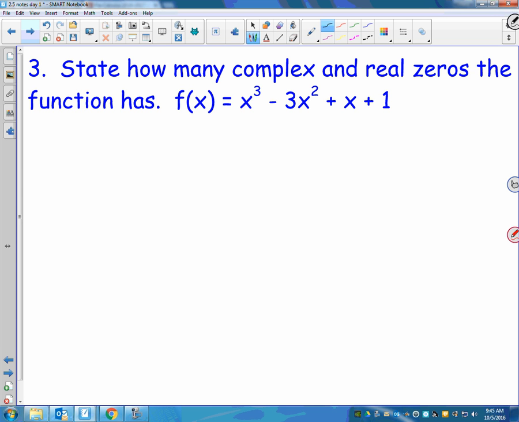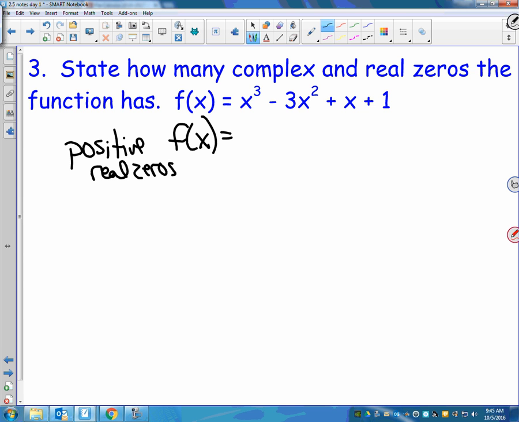So here's Descartes' rule of signs. If we want to find the number of positive real zeros, we're just going to take the signs of the function. So look at f of x, and I'm just going to copy down plus and minus signs. So like this is positive, this is negative, this is positive, this is positive.